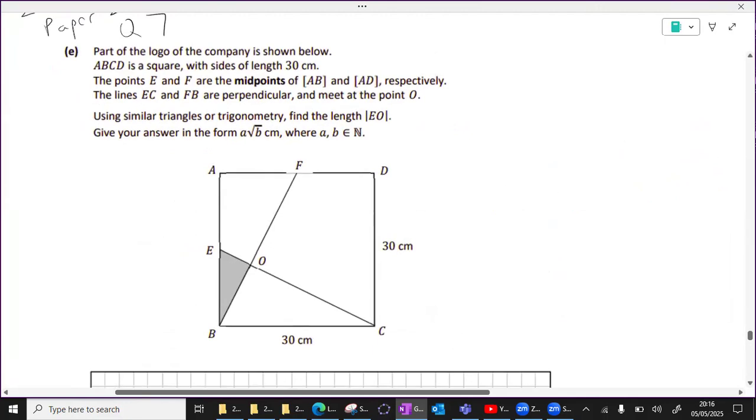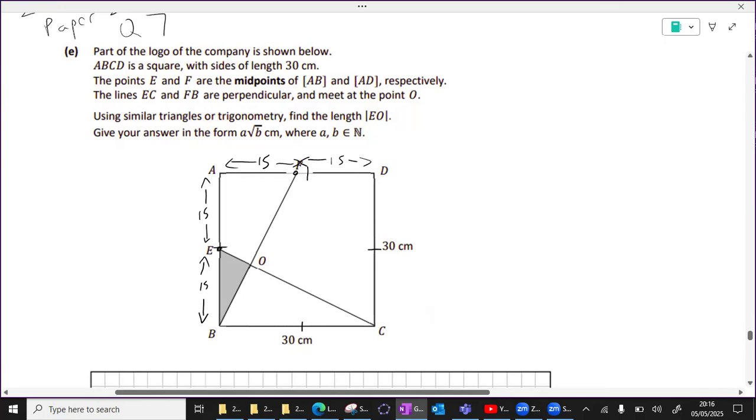ABCD is a square. And the minute I hear that, I'm thinking, okay, all sides are the same, each with side 30. The points E and F are midpoints of AB and AD. Okay, so straight away, I know then that that's 15 from there to there and there to there. And same here, 15 from here to here and here to here. Okay.